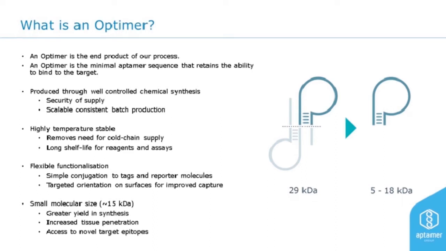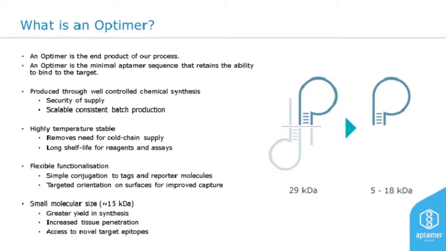And you can see by the scales underneath there that the aptamer can be in the region of 29-30 kilodaltons. The optomer can be as little as 5 to 10 to up to about 18 kilodaltons. Now there's a number of benefits to doing this. The first being cost-effective downstream production. So it's obviously more cost-effective to produce a smaller molecule.